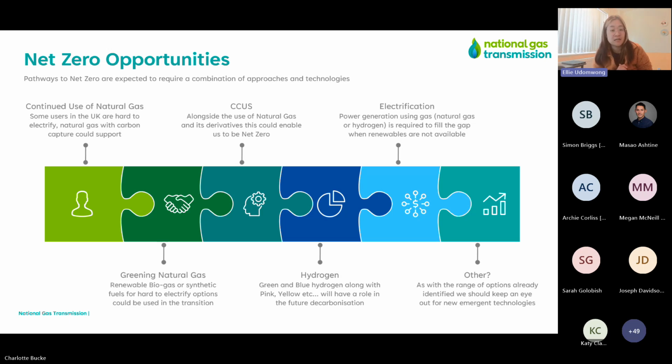Whether it's green, blue, or another type, hydrogen will have a really big role in decarbonisation. Last but not least is electrification. Especially in filling the gap when renewables are not available, gas within our network can be fed into power stations to generate electricity where it's needed. And of course, we are keeping an eye out on new and emerging technology that could help us reach the net zero goal in the future.